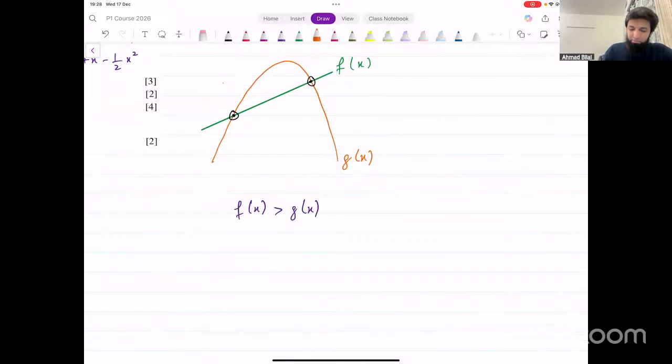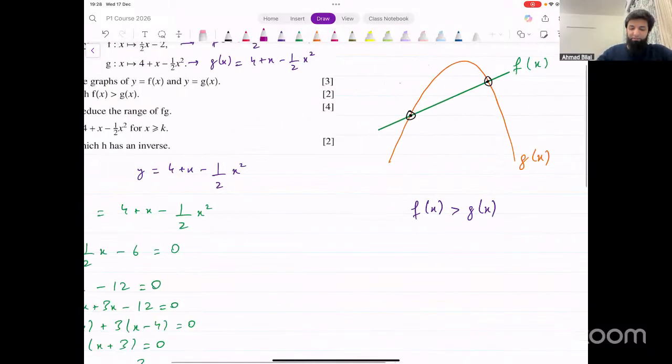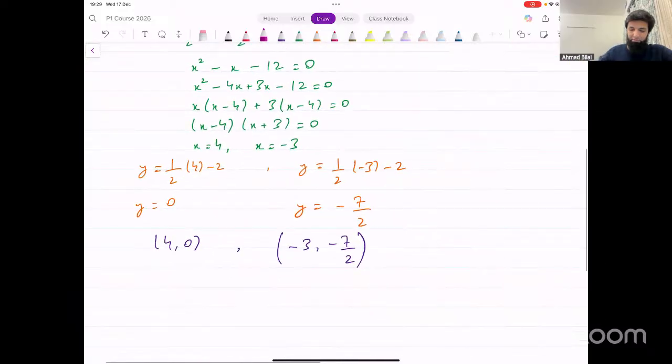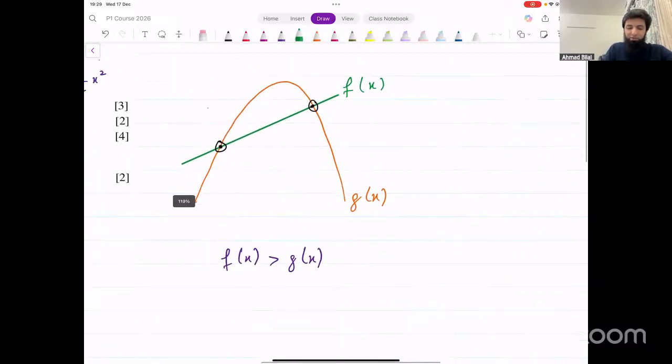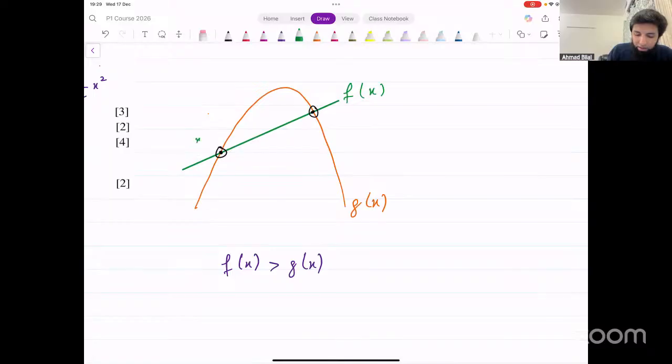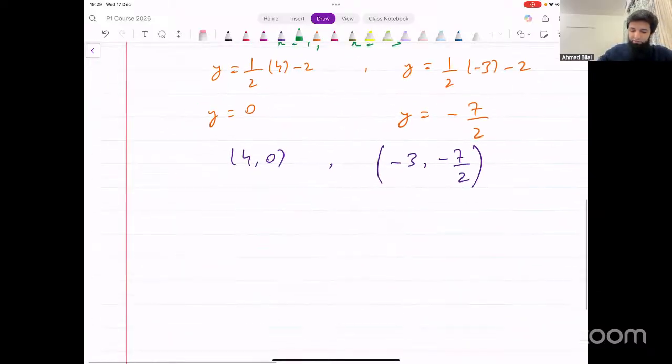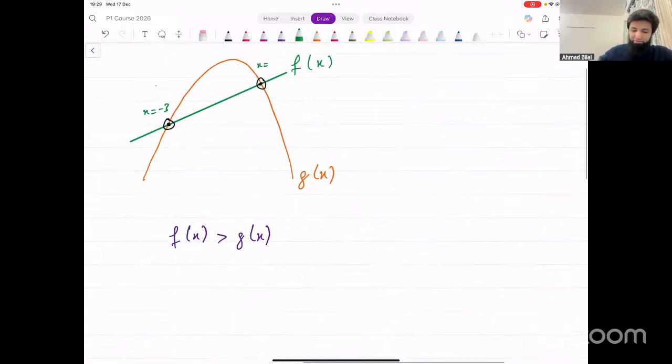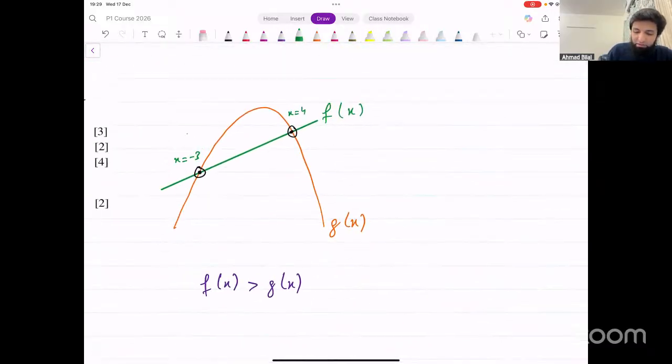Okay. Now the points of intersection that we got were negative 3 and 4. So we can say the x coordinates of these points are negative 3 and negative 4. Negative 3 and plus 4, sorry. Plus 4, yeah. So one of them is negative 3 and the other is plus 4. These are the x coordinates of the points of intersection that we found in the first part, right?